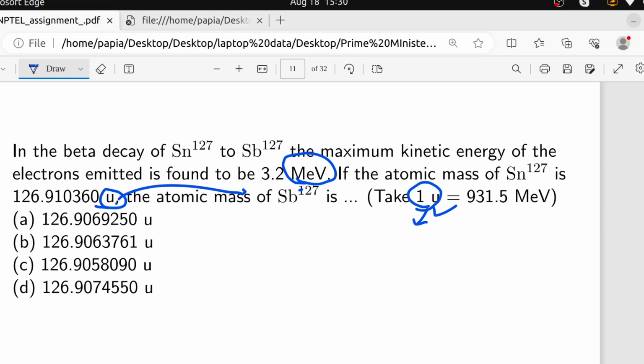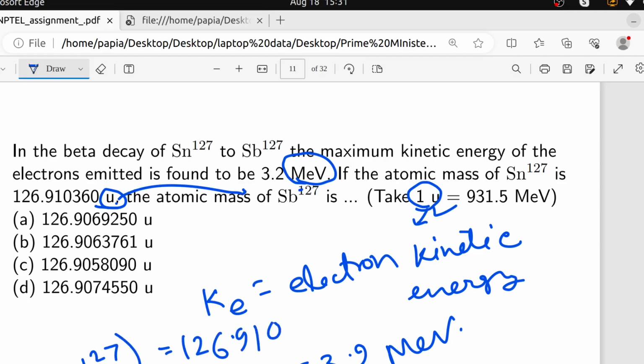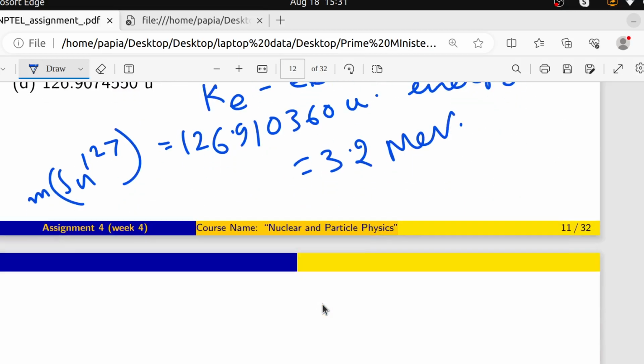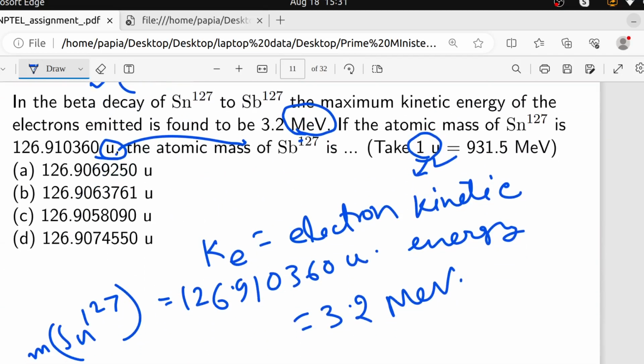The question is asking about Ke, the kinetic energy of the electron, which is 3.2 MeV. Now the atomic mass of Sn127 is 126.910360 u, and it is a beta decay, so beta decay means beta minus decay. I'm just doing one calculation here so that you will understand very quickly what the answer will be.